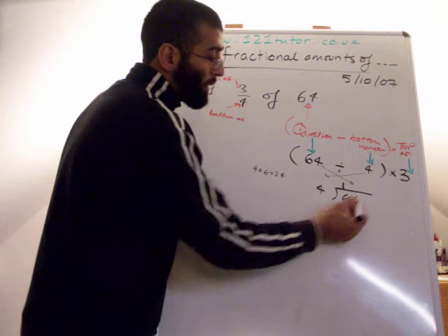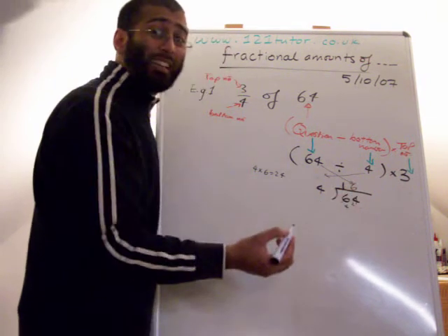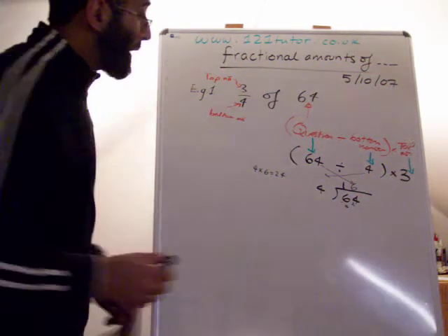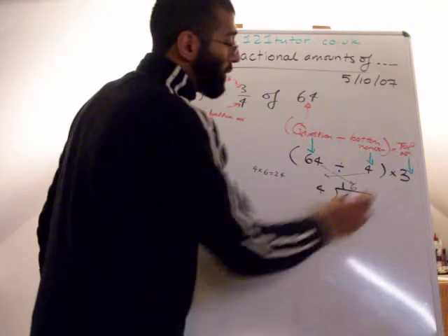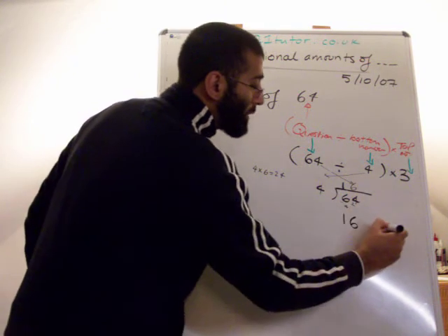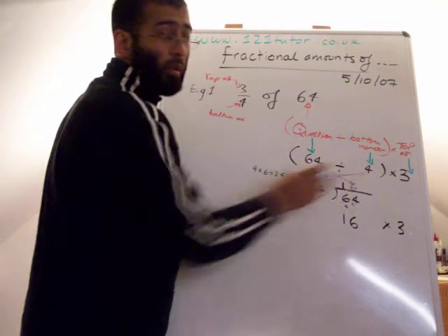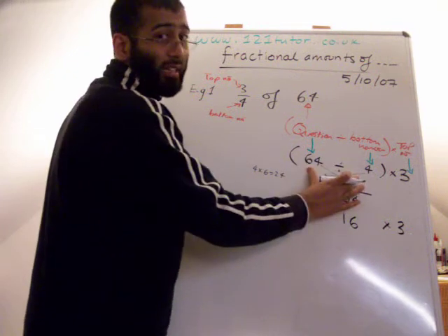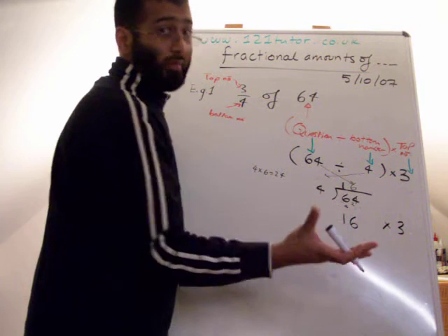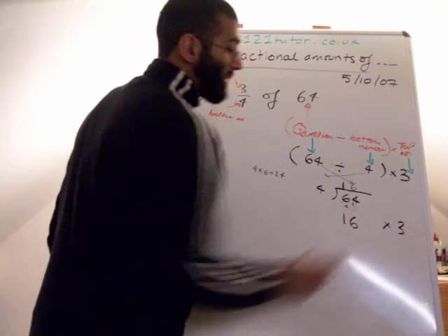So 4 will go into 24 6 times exactly without any remainder. So now we've just worked out what 64 divided by 4 is. 64 divided by 4, we've calculated as 16. So if I write down over here now, 16, copy down the multiply by 3. We don't need the brackets anymore. The brackets are there to hold this calculation together. Now that we worked it out to give you 16, the brackets can disappear. So we've got 16 times by 3.